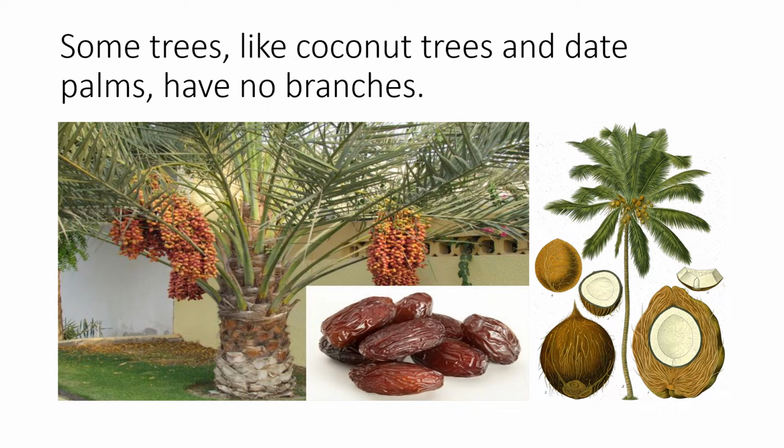Let us learn the spelling of coconut and date palm. C-O-C-O-N-U-T, coconut. D-A-T-E, date. P-A-L-M-S, palms, date palms. Some trees, like coconut trees and date palms, have no branches.